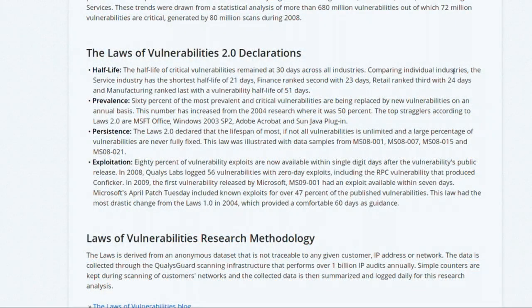So the average half-life of a vulnerability was 30 days. Obviously people are not patching as quickly as they should be. Or maybe they're just not finding out about the vulnerabilities as quickly as they should be. But part of it could be policies about testing, or just eventually getting around to it. Or there are so many vulnerabilities all the time that you're like, well, we can't reboot every time there's a vulnerability, so we're just going to do it once a month. Anyway, that's probably true too.